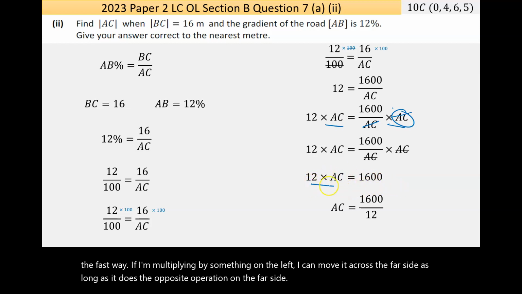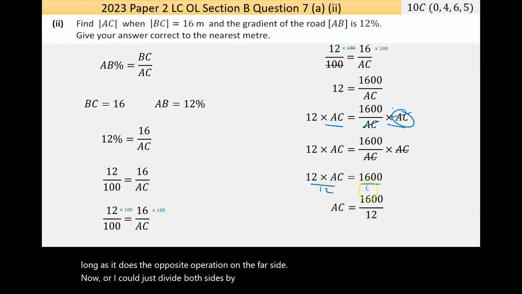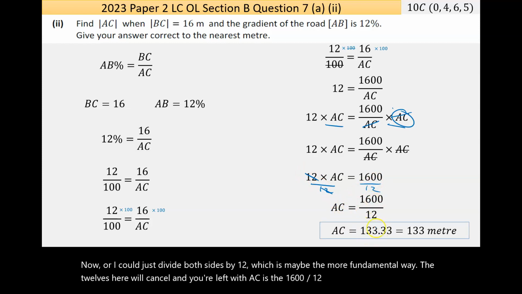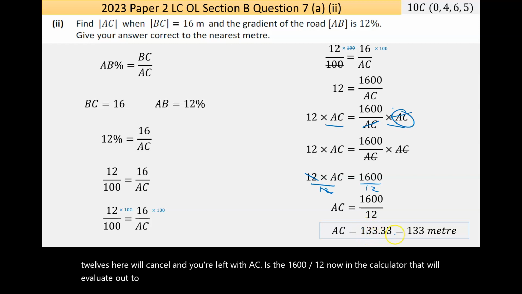Now, or I could just divide both sides by 12, which is maybe the more fundamental way. The 12s here will cancel, and you're left with AC is equal to 1600 over 12. Now, in the calculator, that will evaluate out to be 133.33, and we're asked to leave our answer correct to the nearest meter. That's 133 meters.